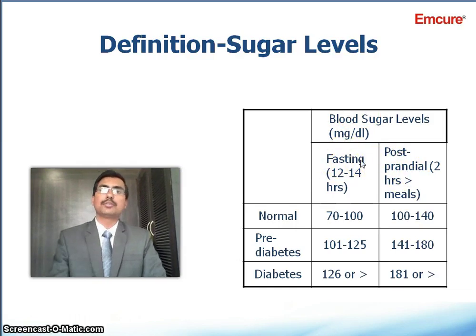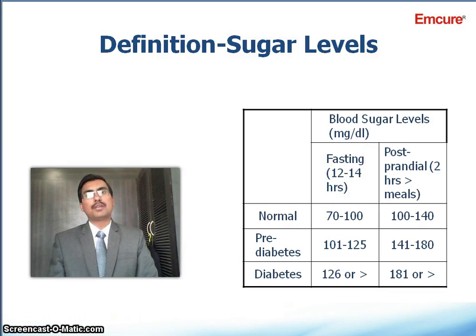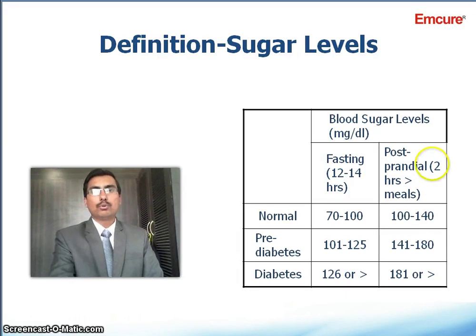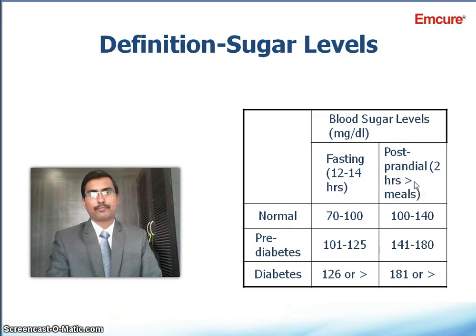Fasting, as I have shared with you, is 12 to 14 hours of fasting, and postprandial means 2 hours after food. Now, after a person checks the blood sugar level, they get the values. Now, these values can be either normal or pre-diabetic or diabetic.